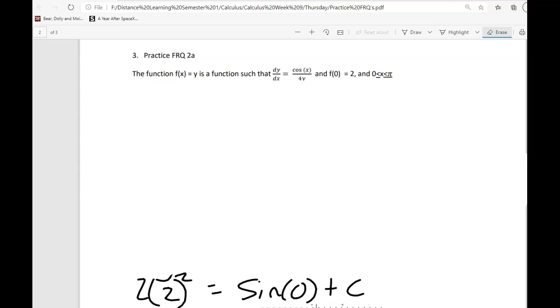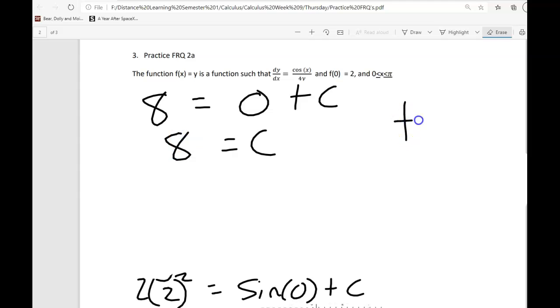Okay, so let's simplify this and solve for c. 2 squared is 4, and then times 2 is 8, so I end up with 8 equals sine of 0, which is 0, and therefore I can see that my c value is 8. Now that's worth another point. If you plug in your initial condition and find c, you just got another point. So now we have this, and we're almost done.